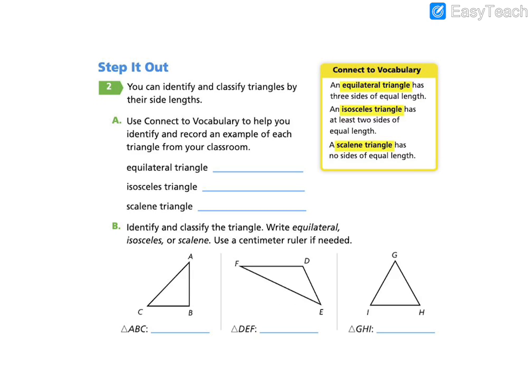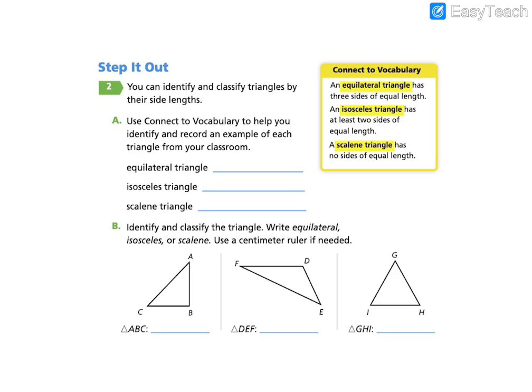All right, so let's go ahead and take a look at problem 2. We can identify and classify triangles by their side lengths. We're going to use the connected vocabulary to help us identify and record an example of each triangle in your classroom. Now, if you're at home or somewhere else, you're going to be looking for something around you.